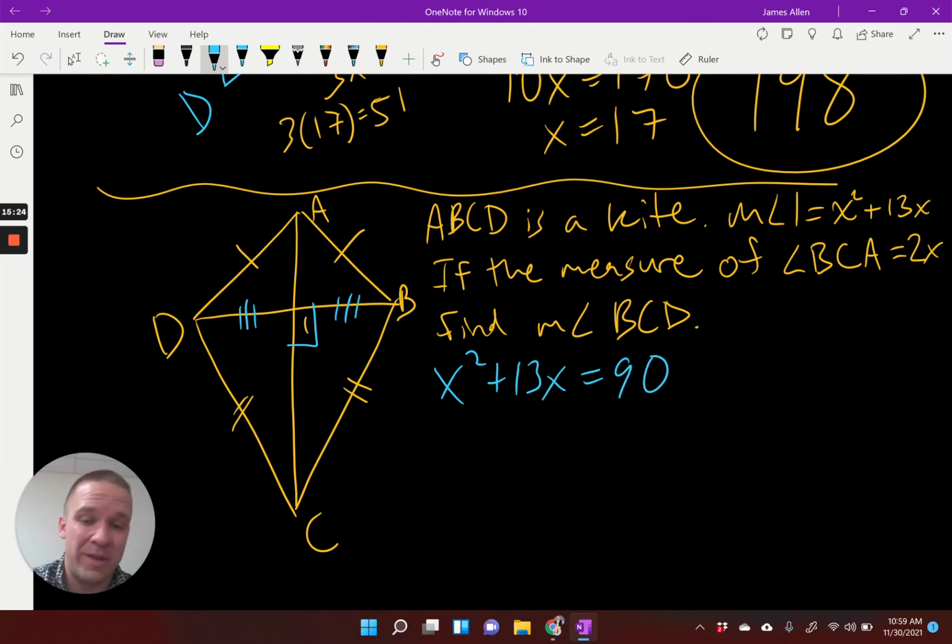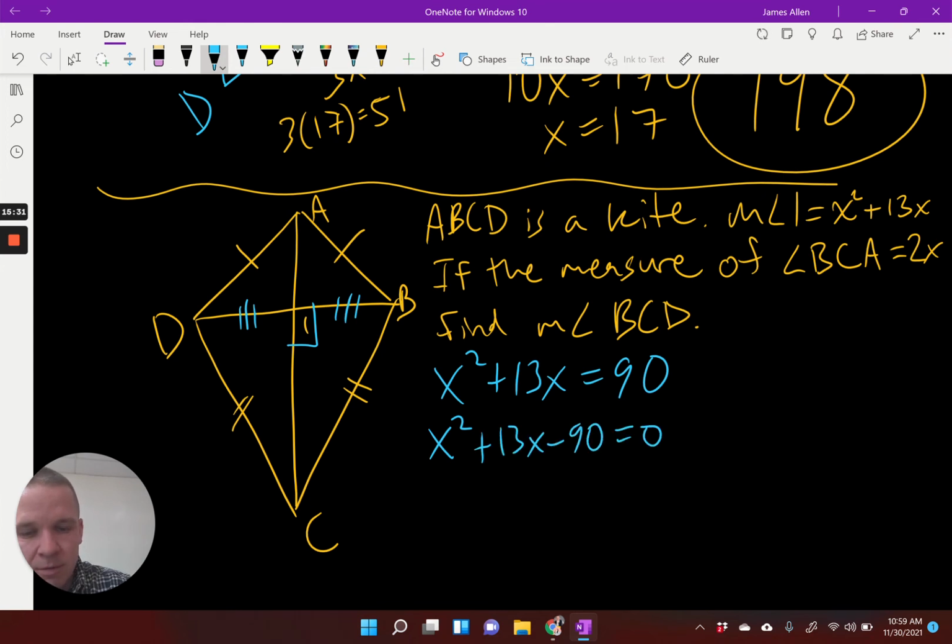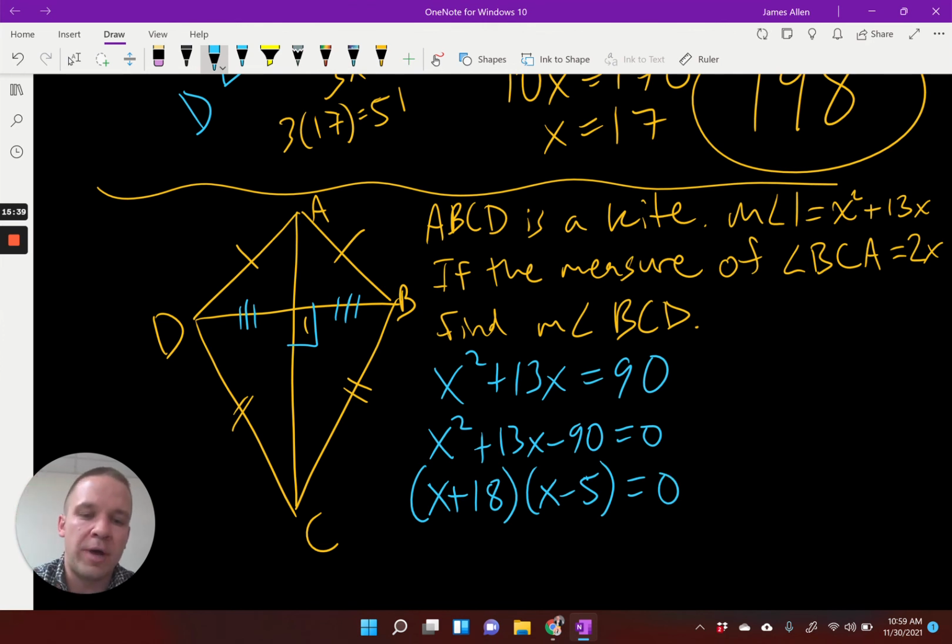To solve this, I have to set it equal to 0 because it's a quadratic. So x squared plus 13x minus 90 equals 0. When I factor this, I get x plus 18 and x minus 5. 18 and 5 multiply to negative 90, and 18 and negative 5 add to 13. So x equals negative 18 and x equals 5.